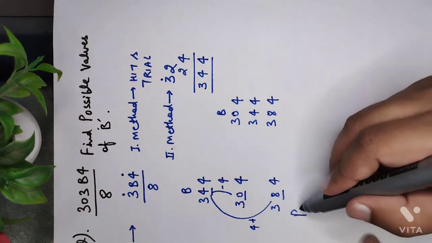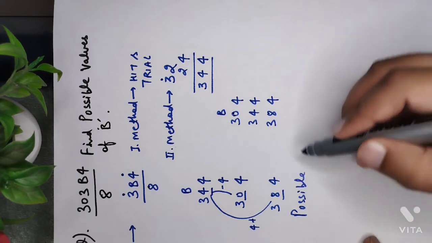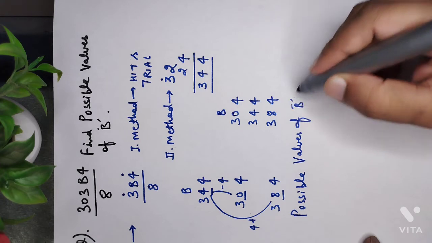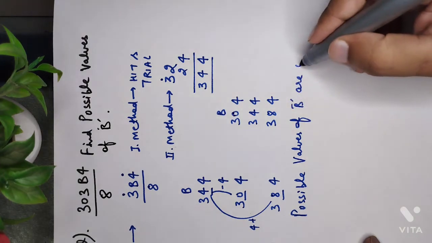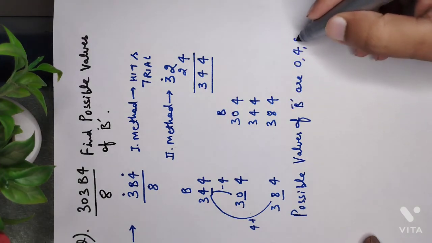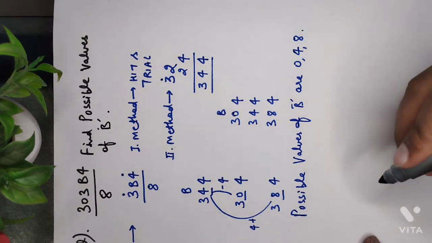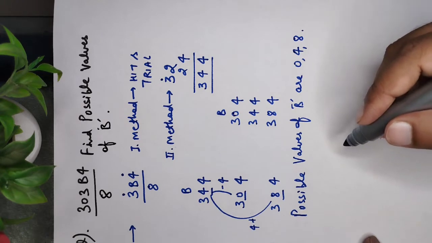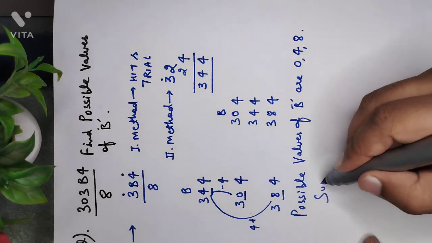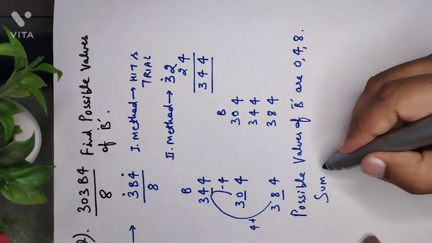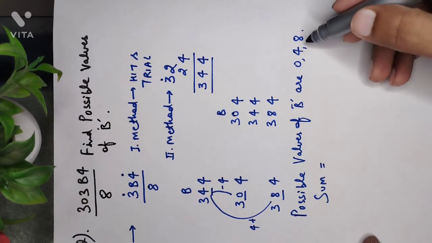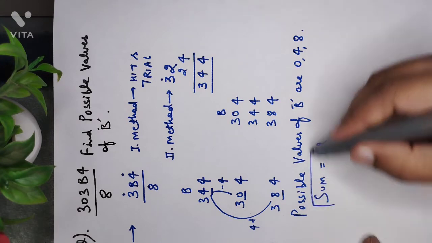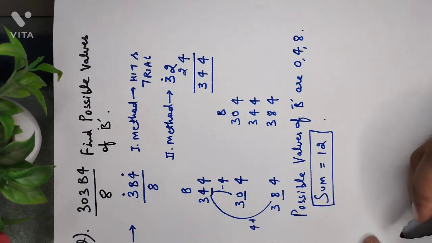So the possible values of b are 0, 4 and 8. Now sometimes the question is also asked: find the sum of all the possible values of b. If you have to find the sum, then you just have to add them. So this will be 0 plus 4 plus 8, that is equal to 12. So we can say that the sum will be equal to 12.